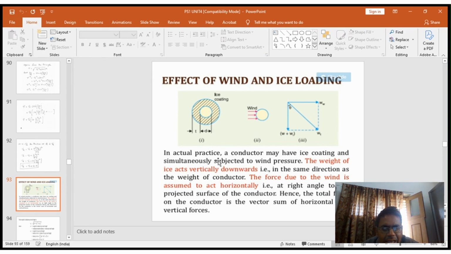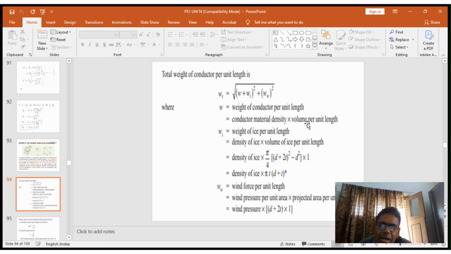In actual practice, a conductor may have an ice coating and simultaneously be subjected to wind pressure. The weight of the ice acts vertically downwards, in the same direction as the weight of the conductor. The force due to the wind is assumed to act horizontally, at right angle to the projected surface of the conductor. Hence, the total force on the conductor is the vector sum of the horizontal and vertical forces. The total weight of the conductor per unit length, WT, is equal to the square root of (W plus Wi) whole square plus Ww square.